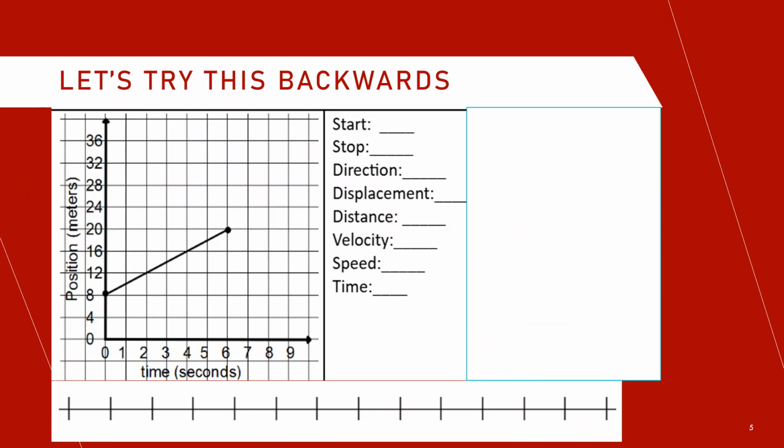In this one, we can see that we have information on a graph, and we need to extract that information and place it both on a table as well as a motion map. Let's begin by identifying our starting point and ending point, placing them here. So we started at 8 meters and we stopped at 20 meters. And the direction, again, is positive to the right.